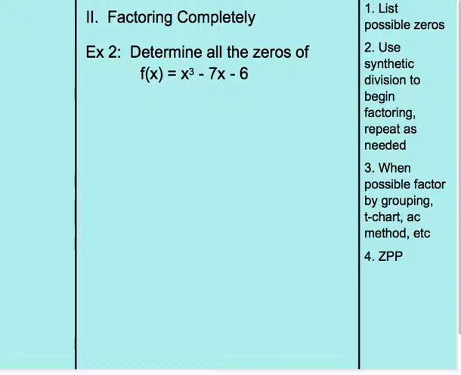First, list all possible zeros. Well, this has the same constant as our first example and the same leading coefficient. So our possible zeros are positive negative 1, 2, 3, and 6. The next step is to use synthetic division to try to factor. Remember, if the function factors, it will have a remainder of 0 when you do your synthetic division. If you have a remainder that is not 0, it is not a factor of the function.